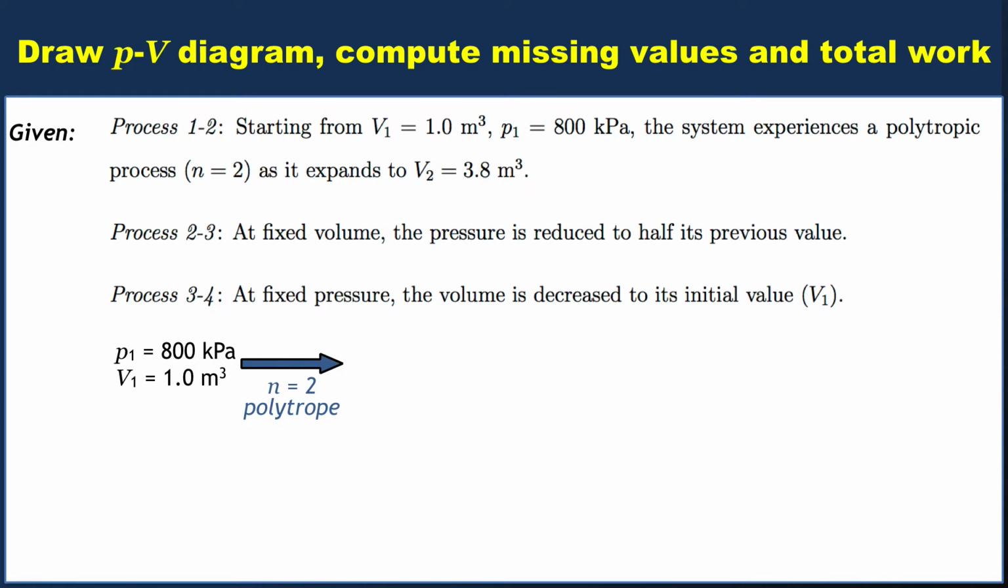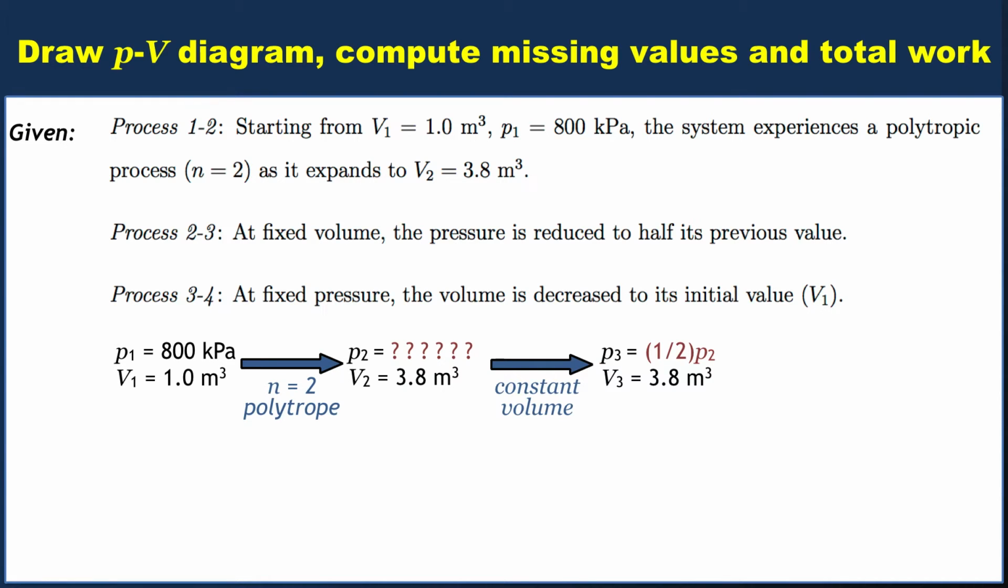Now, if you look at process 1 to 2, we know V2. It's 3.8 meters cubed. But we don't know P2, so we're going to put question marks by that. We'll have to compute that shortly. We also know that that state, P2 and V2, is connected via a constant volume process to the third state. Well, it's constant volume, so we know V3. V3 has to be equal to V2. We don't yet know the value of P3, but from the description of process 2 to 3, the pressure is reduced to half its previous value, we do know that P3 is 1/2 P2. So if we can figure out P2, we'll get P3 quickly.